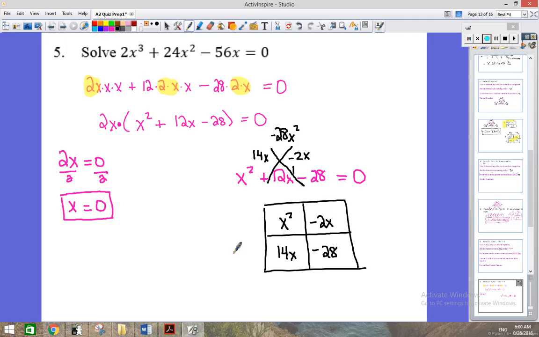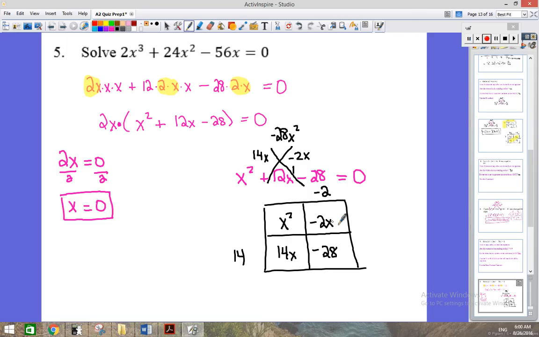When I look at this horizontally, I can see that positive 14 is common to both. When I look at this vertically, I see a negative 2 is common to both. And a positive 14 times the negative 2 is negative 28. So I haven't made any mistakes yet.